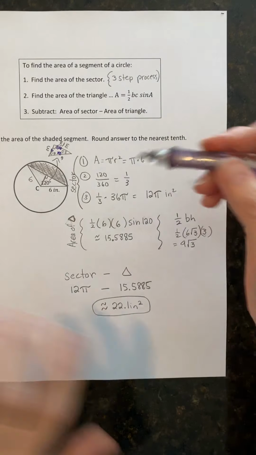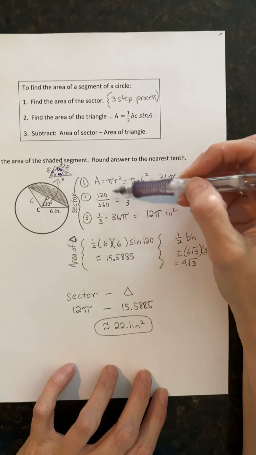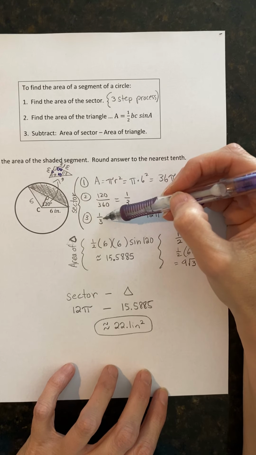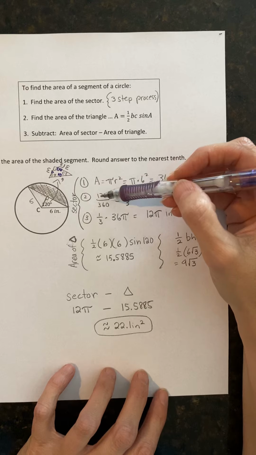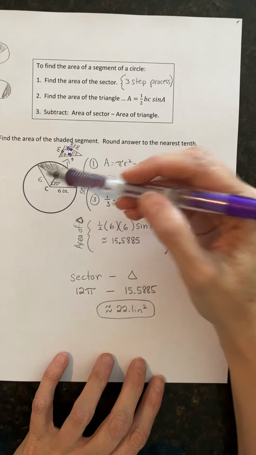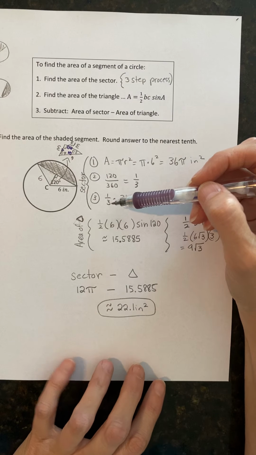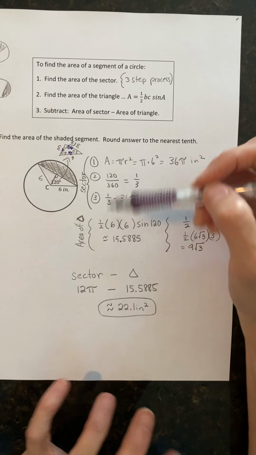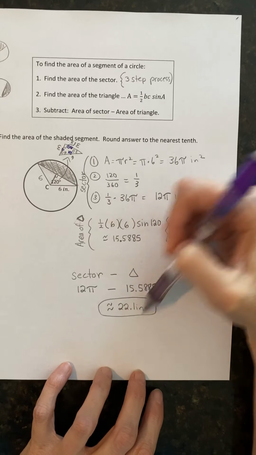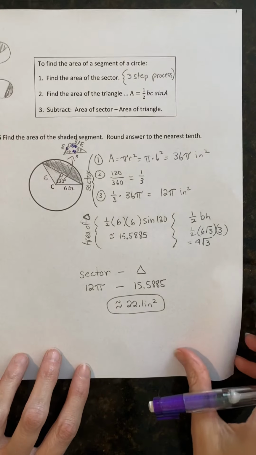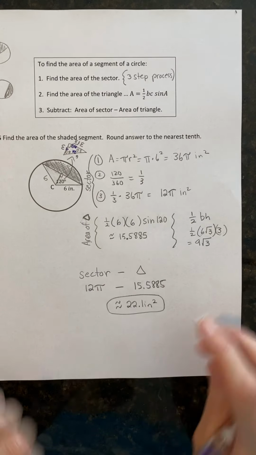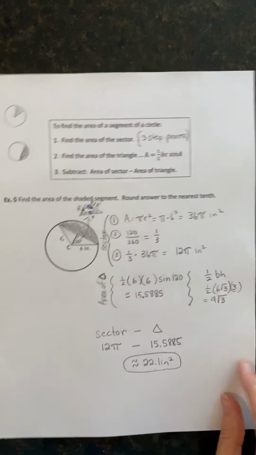So here, you find the area of the sector, which is 3 steps. Those are like the problems we were doing on the front. You find the area of this triangle, and then you just subtract the sector, that slice, minus that triangle, and it gives you your final answer here. All right, so that is all there is to lesson 10.7.